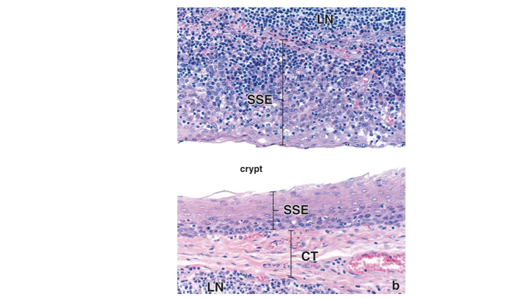So again, we have our stratified squamous epithelium, non-keratinized. We have our connective tissue, and then we have our lymphatic tissue right here. So our lymph node rather. Okay. So our stratified squamous epithelium, tonsils. Stratified squamous epithelium, tonsils.